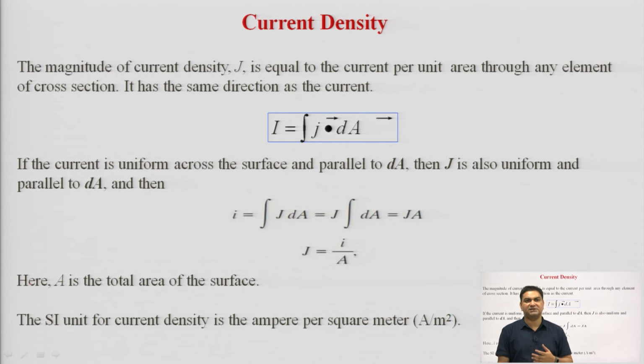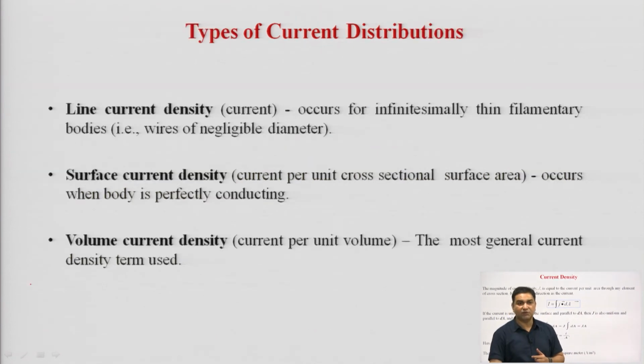It has the same direction as the current, which is given as I is equal to the integration of J dot dA. If the current is uniform across the surface and parallel to dA, then J is also uniform and parallel to dA, and it can be given in the form of this equation, where A is the total area of that surface, and the SI unit of current density is ampere per square meter.